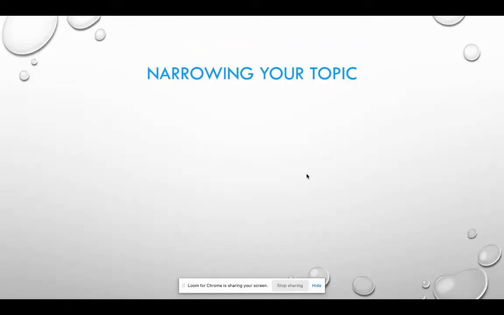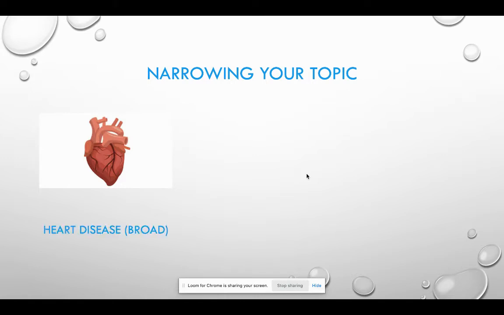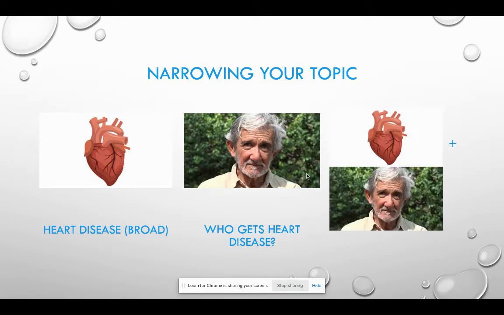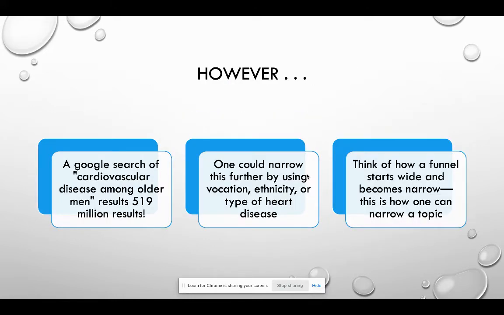To narrow your topic, you can think about the topic of heart disease. It's very broad. Then you can add to that who gets heart disease, older men. Then you have heart disease plus older men or the elderly. And this can result in a more manageable topic.